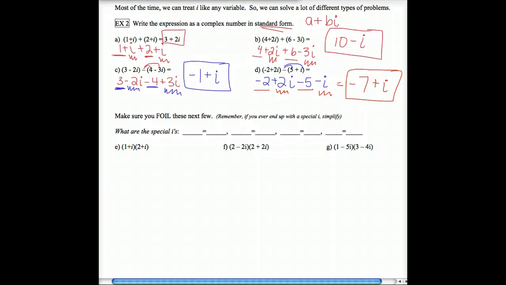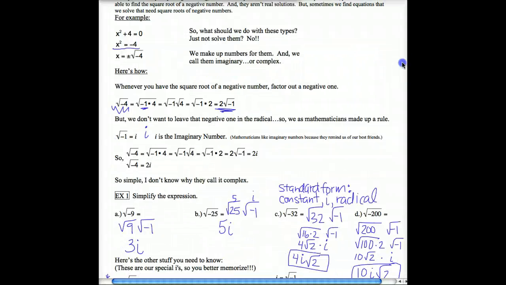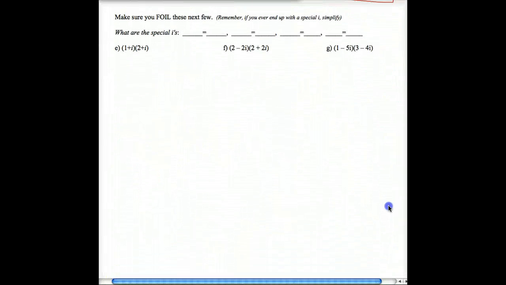We got our background information for what i is, and the learning goals were to add, subtract, and multiply those complex numbers. So we just added and subtracted. The only thing left is multiplying. So these ones we're going to be FOILing because I've got a binomial times a binomial. So just like you foiled with x's, you're going to foil with i's. The only thing you need to remember is this. If you end up with a special i, you have to simplify it.